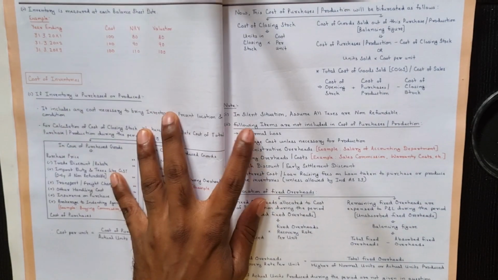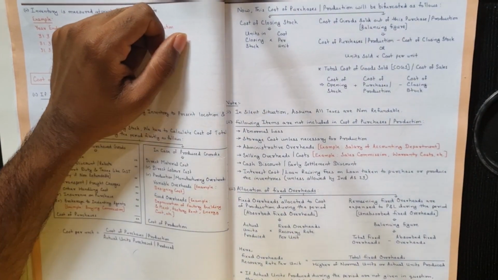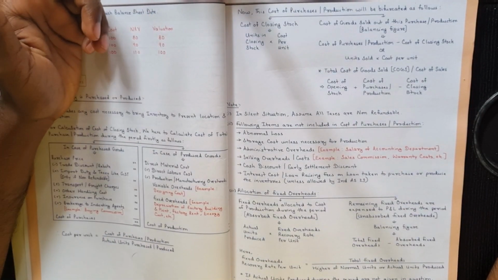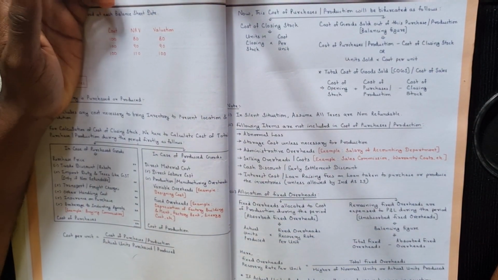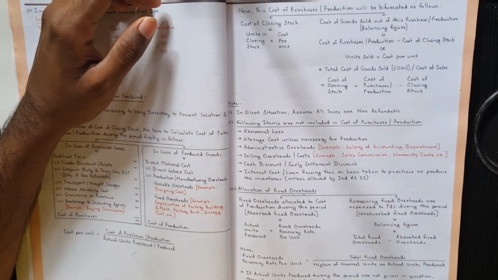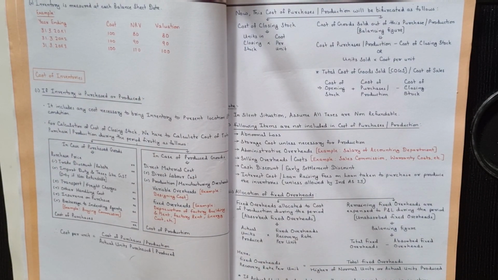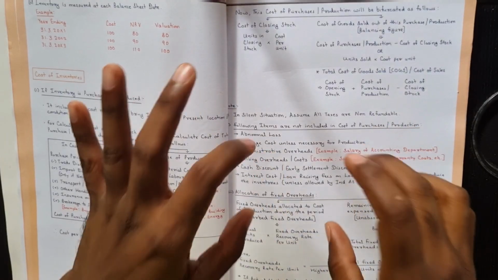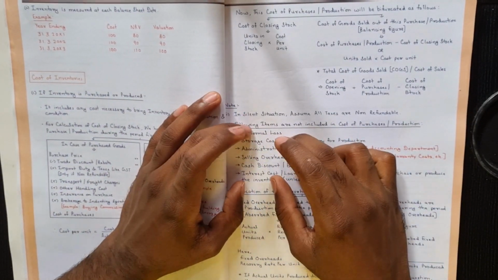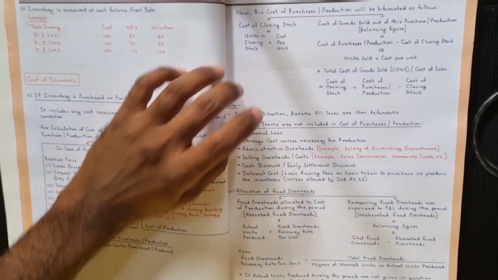There are some notes here which you have to keep in mind. The first one is, in this situation, assume all taxes are non-refundable. Whatever tax you pay, import tax and GST, we'll take it as non-refundable. Next, the following items are not included in cost of production or purchases. We will never include these in the cost of inventory. The first one is your abnormal loss.